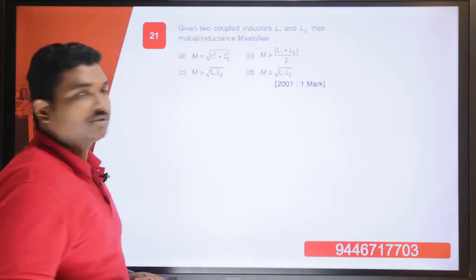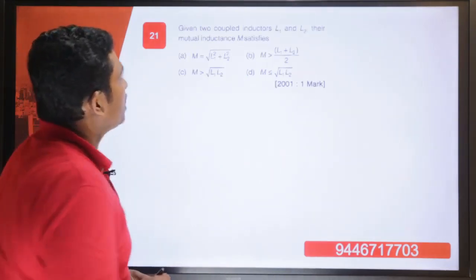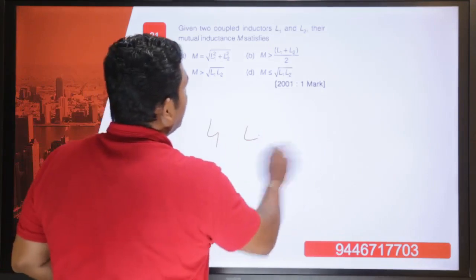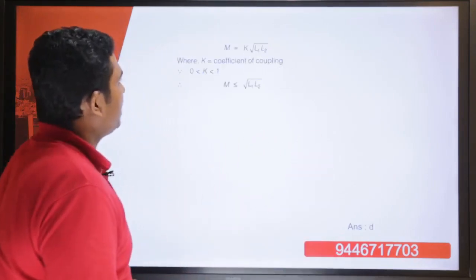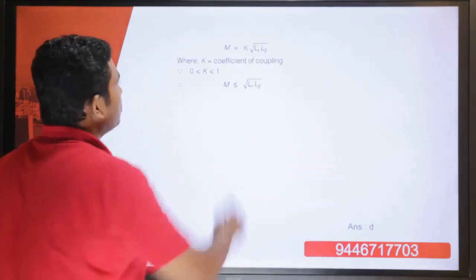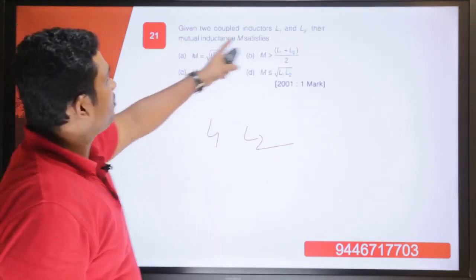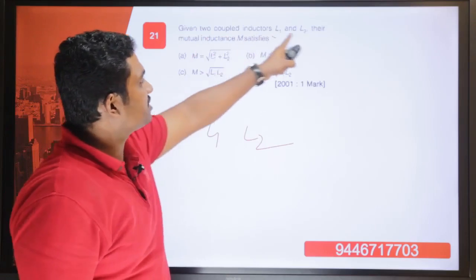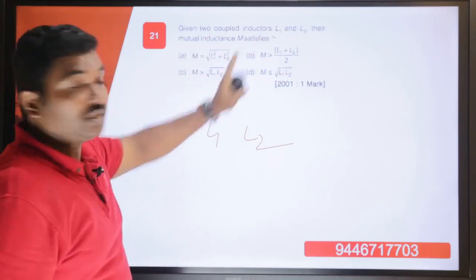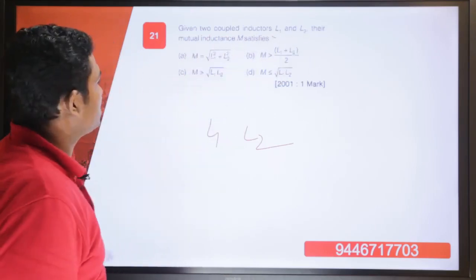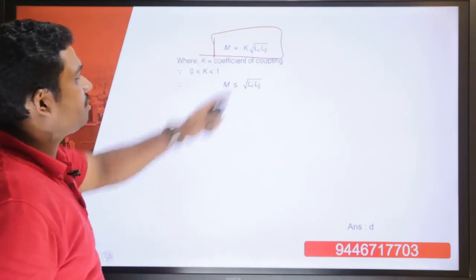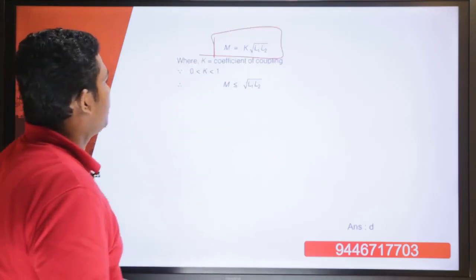Now we are moving into question number 21. Given two coupled coils with L1 and L2, their mutual inductance M satisfies, what is the equation of M? M is equal to K root L1 L2, isn't it? Two coupled inductors L1 and L2 are given. The mutual inductance M satisfies, is the question. So M equals K root L1 L2.